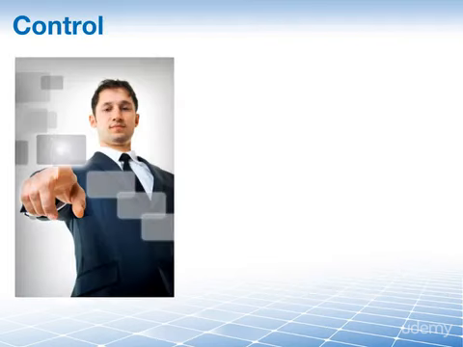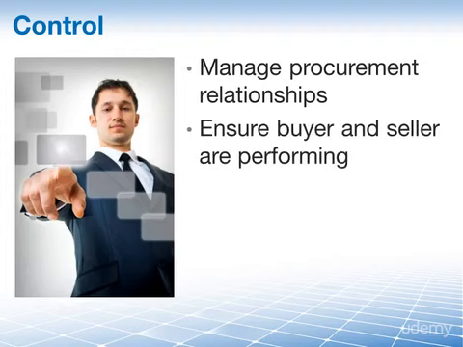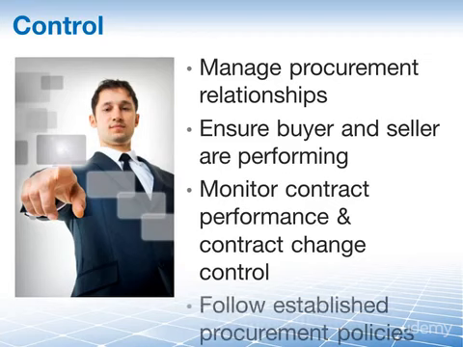After we contracted it out, we have to control procurements, and by that we have to manage the procurement relationships, mainly to ensure that buyer and seller are performing as agreed. We have to monitor contract performance and any contract change control. There may be established conditions of performance. For example, we need to ensure that the other party is not in breach of service level agreements, SLAs. There may be reasons that terms in the contract need to be removed, modified or added, and you also want to ensure that everyone has adhered to the procurement policies.